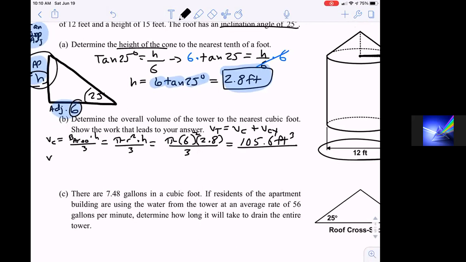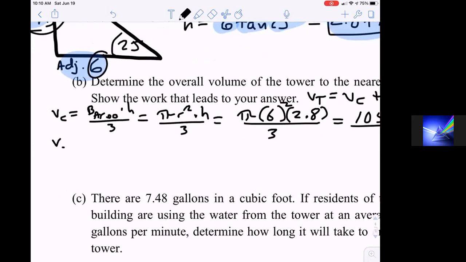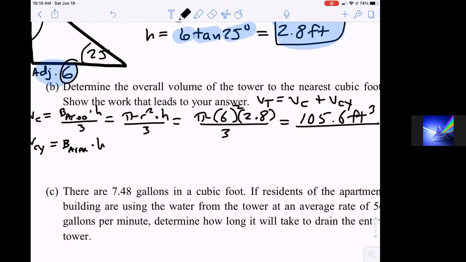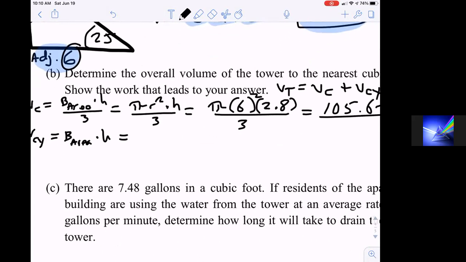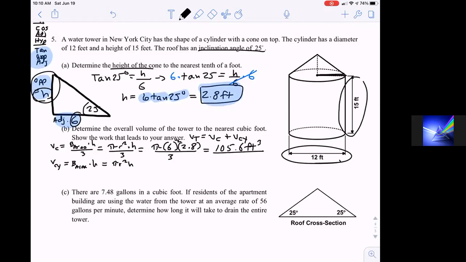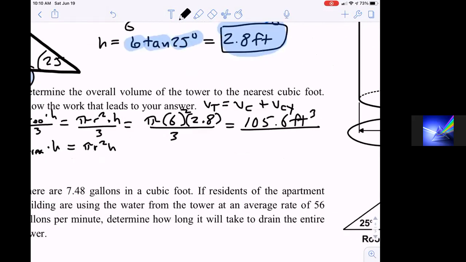The cylinder volume is also the area of the base times height, but it's not divided by 3 because a cylinder is a right polygon. So the area of the base is also a circle. So it's pi r squared times height, but it's a different height. The height of the cylinder is 15 feet, not the 2.8.